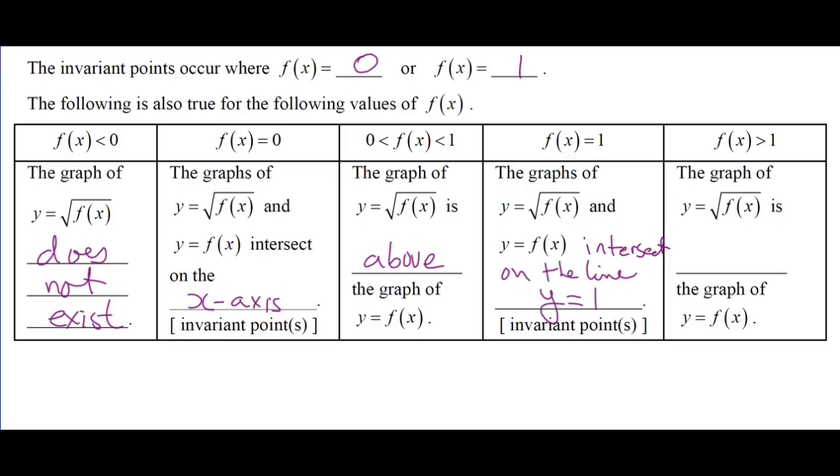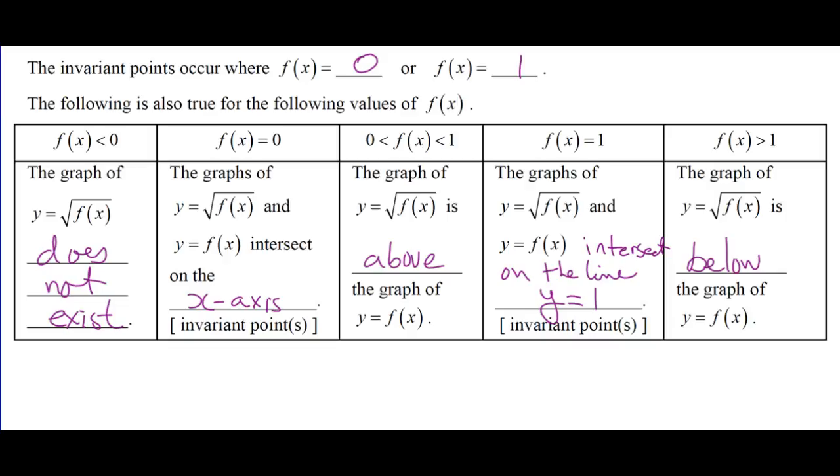And that's the idea, right? If you're doing square roots, you just start saying, I'm going to start on the line y equals 0. I'm going to go along it, and anytime I hit the original function, I know there will be an invariant point. And I'll do the same thing on the line y equals 1. Again, wherever I hit the function, it'll be an invariant point. I know that between those two invariant points, my square root function will be above the original function, and after that, it'll be below. So that helps you in sketching it, right? And when f of x is greater than 1, the graph is below, because the square root of any number greater than 1 is smaller than the number itself.